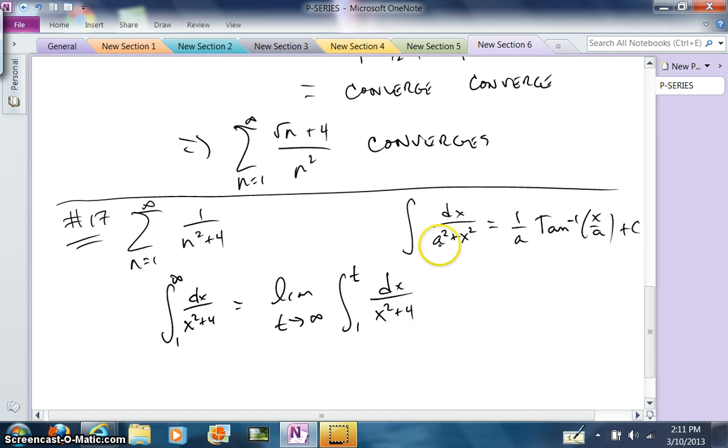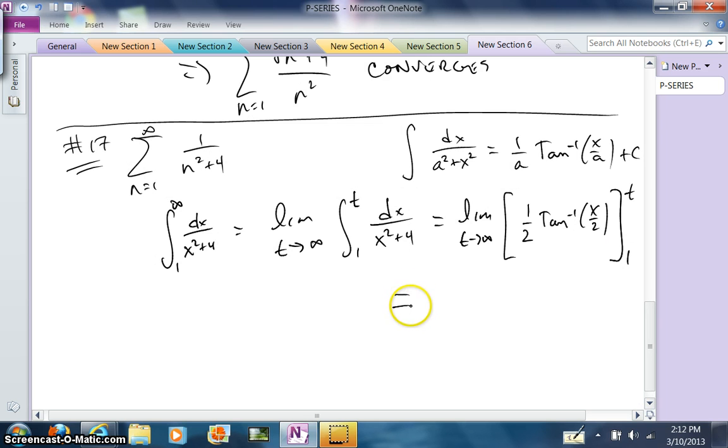Okay, now my a squared is 4, so a is 2. This is the limit as t goes to infinity. When I do this antiderivative, what I get is 1 half inverse tangent of x over 2, and then we're going to evaluate that from 1 to t. When I put in t, I have 1 half times inverse tangent of t over 2 minus inverse tangent of 1 half.